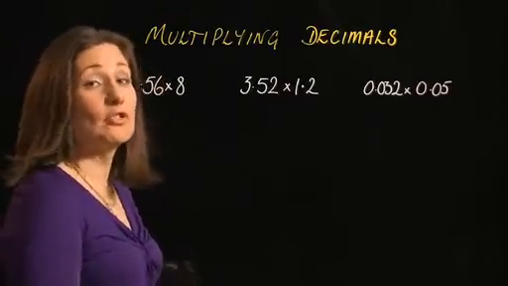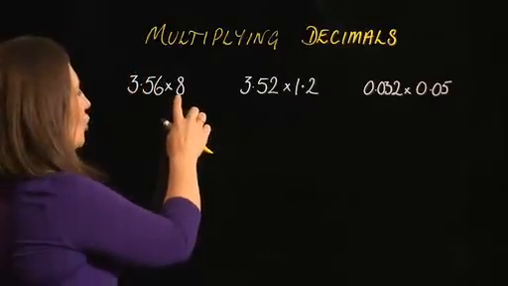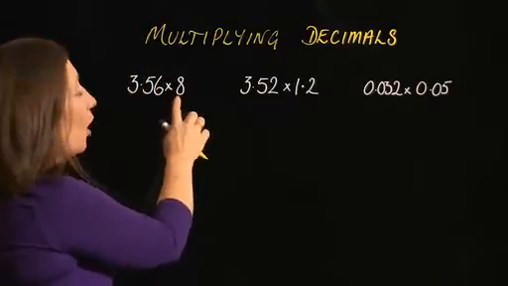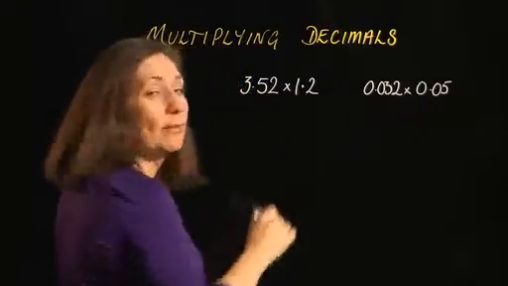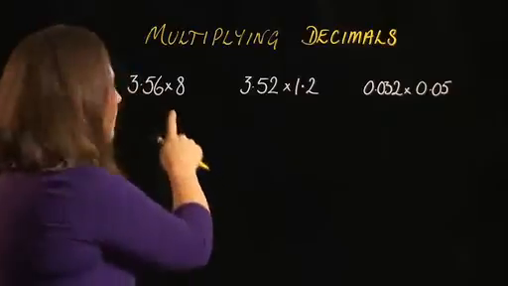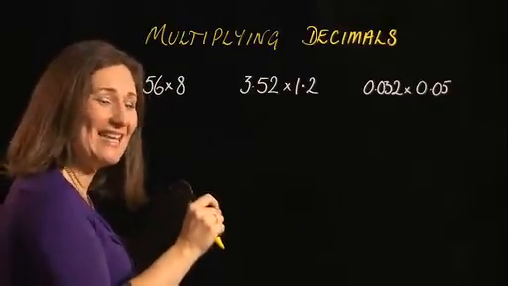Right, now let's have a look at multiplying decimals. We have two situations. We have a situation where we have a decimal multiplied by a whole number, and the other situation where we're actually multiplying by a decimal. Now, if it's a whole number, it's much more straightforward because you can keep the decimal point in.